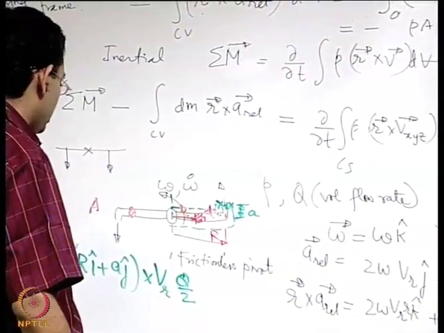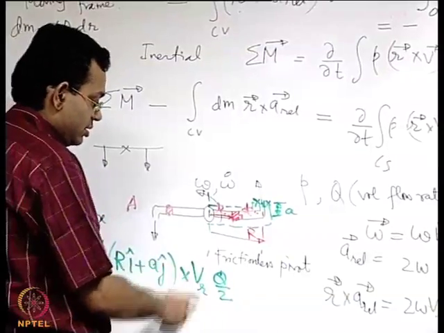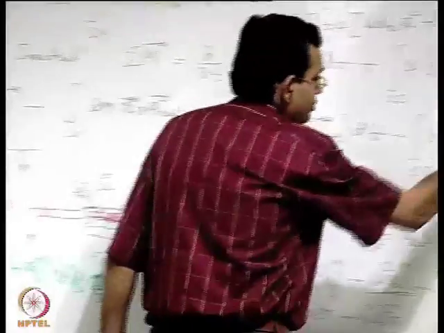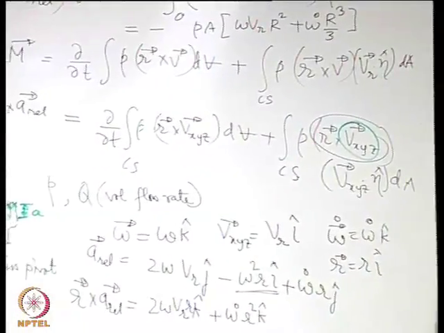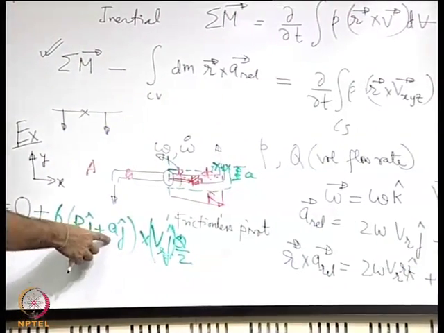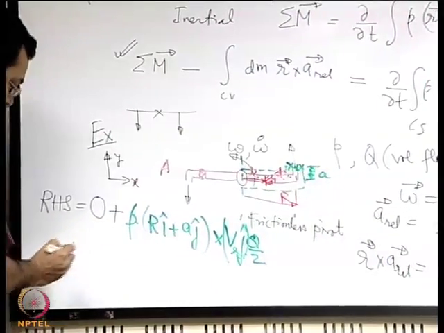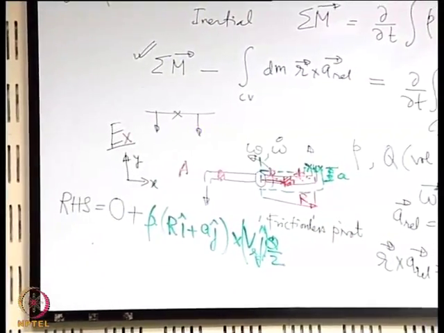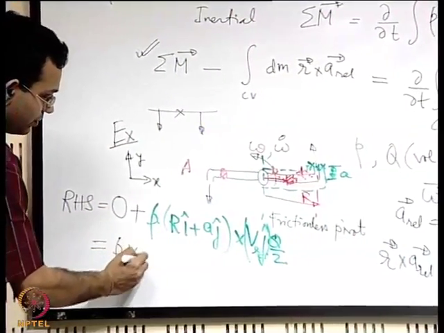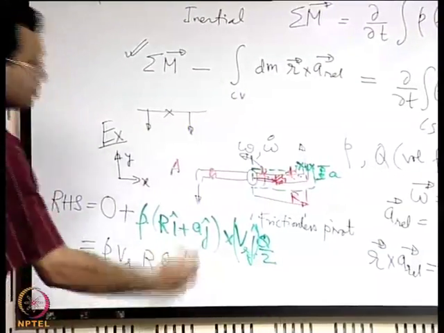And the question is, what will you put this in a vector form? So V R, what, i or j? This one, V R j, right? So you will see that this little part A will not matter because of the cross product. So it will become, let us write it completely. It is equal to rho V R R Q by 2 k.